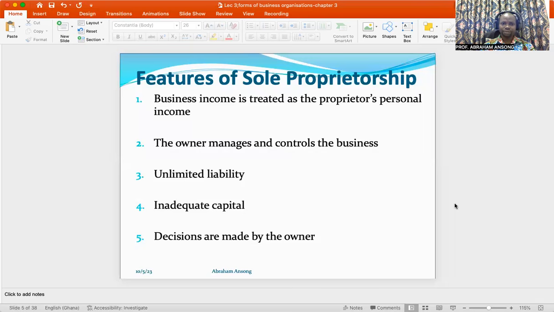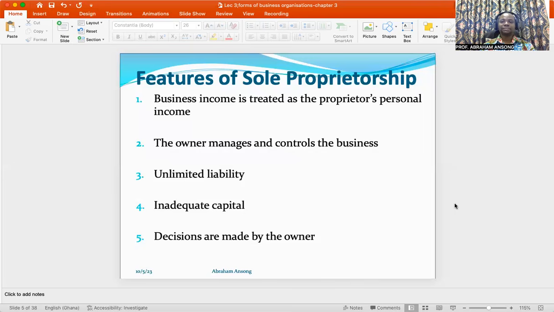The other feature we have to pay attention to is that sole proprietors have unlimited liability. Okay, what does that mean? It means that in a case of any form of loss or liability, the owner's personal assets and property can be sold to defray the liabilities and debts of that particular business. Okay, so there is unlimited liability. Once the business is at a loss, all of the assets of the business are sold.